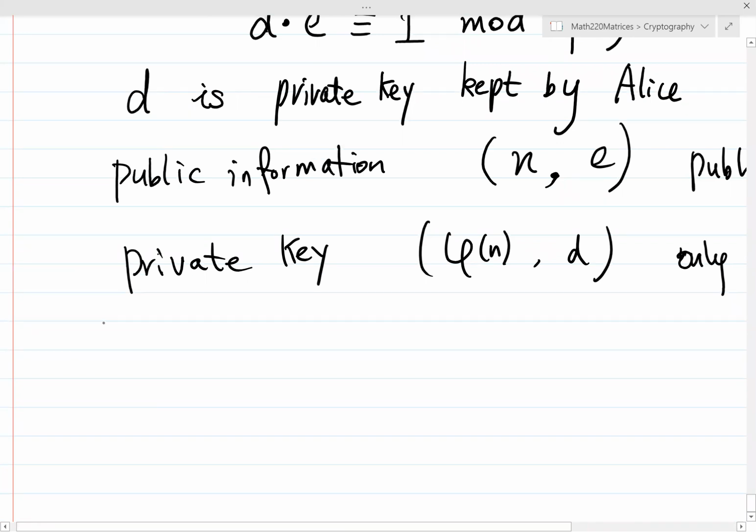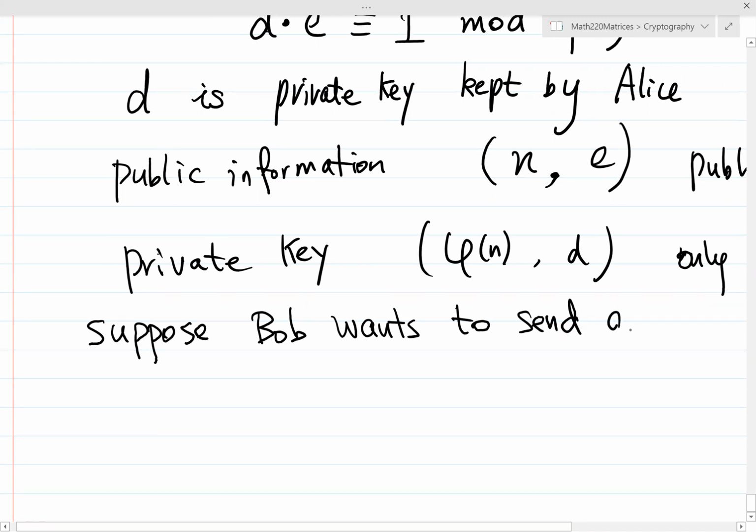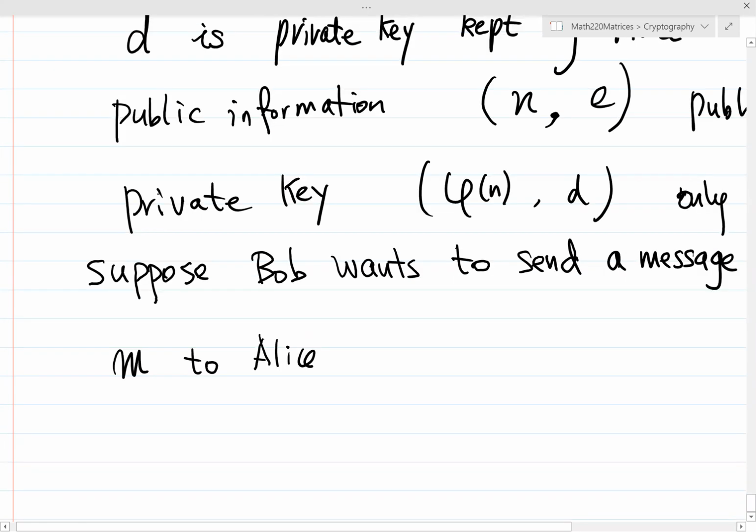So suppose Bob wants to send a message M to Alice. What this does is the following.